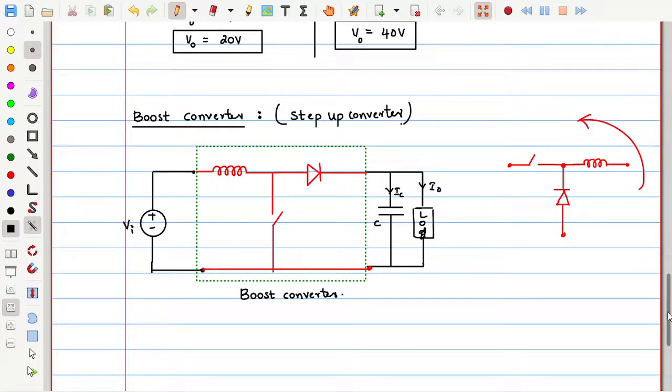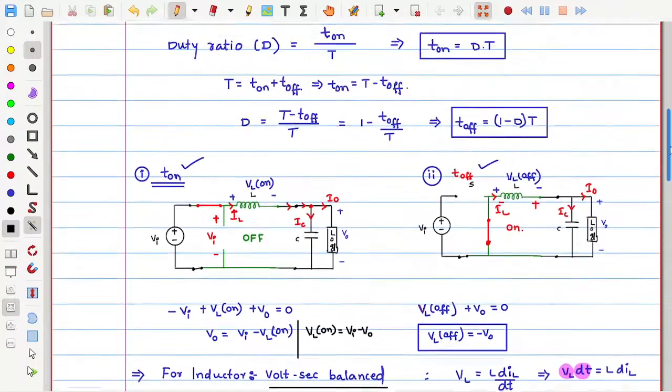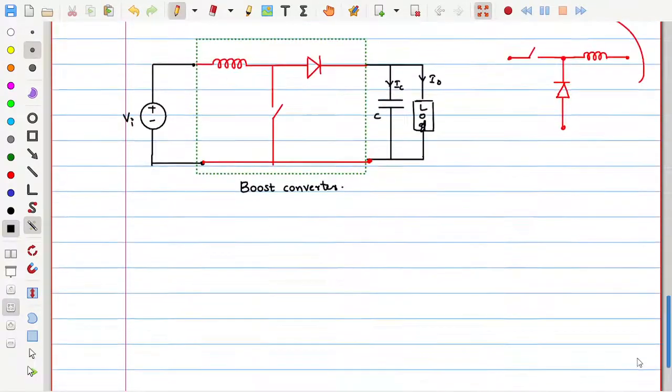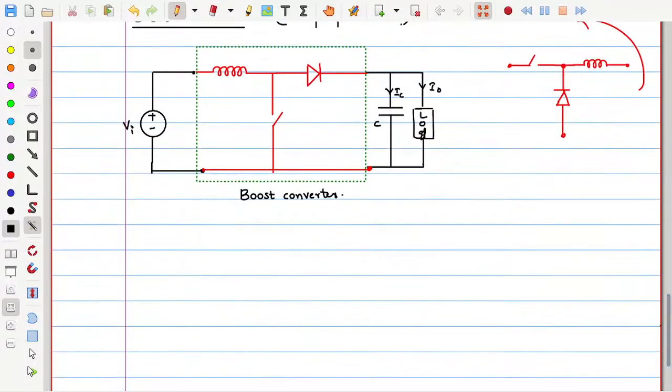Now again, the same principle: during the on time and off time, what will be the situations? So let me take case 1 and case 2. Let us say case 1, during the on time, when the switch is on. This is the switch, this is the diode, this is the inductor. Okay, so diode D, not duty ratio.